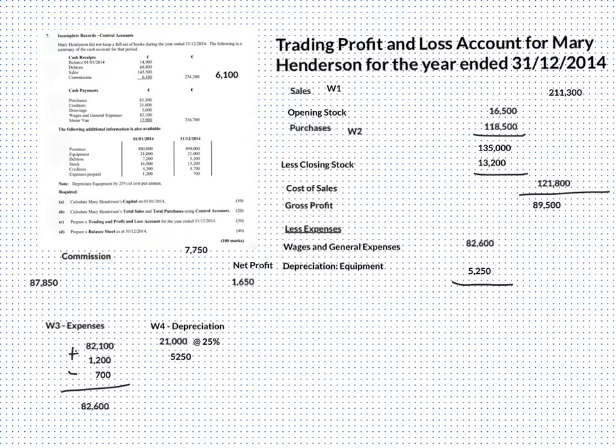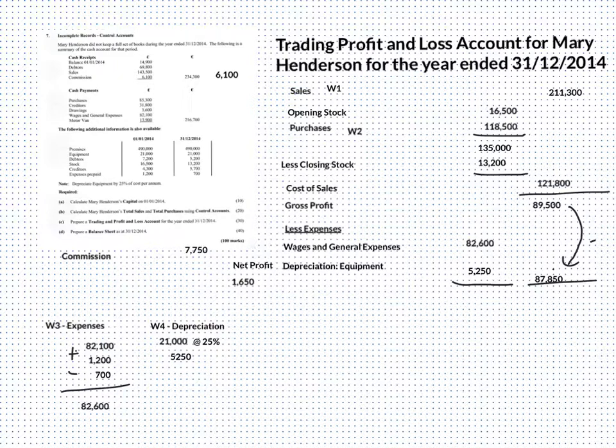So we add these two figures together, and what we get then is 87,550. So just bring across that 87,550, and then it's just a matter of subtracting these two figures. So we just subtract our gross profit from our total expenses, which leaves us with 1,650.